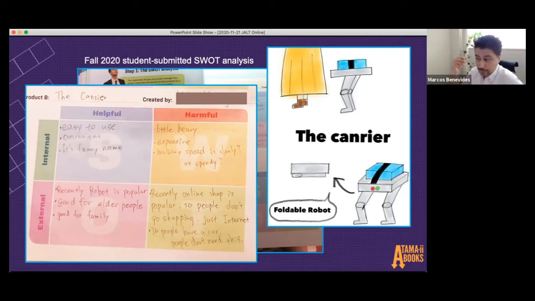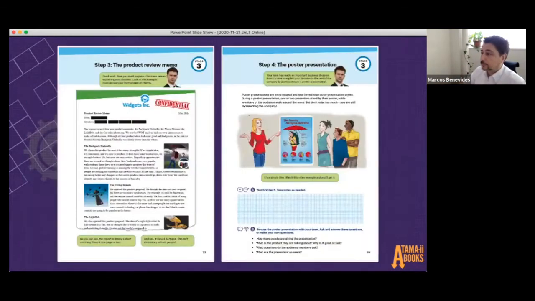Recently, online shopping is popular. So people don't go shopping so much, just on the internet. If the trend is that people aren't going to go shopping so much in person, then maybe that's a threat to the success of this product. So the teams are judging all of the products according to these criteria, and then they make a choice of the one that goes into production.